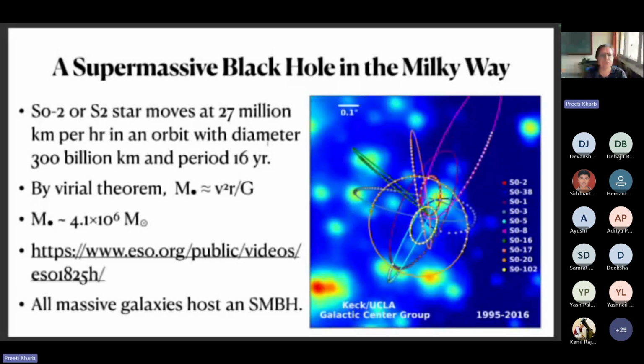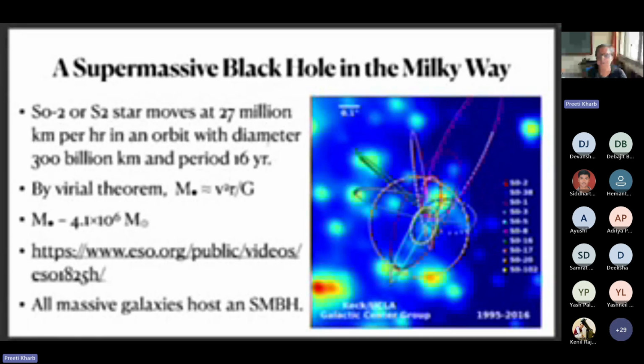Okay. So 27 million kilometers per hour is the speed of the star, and it's moving in an orbit which has a diameter of 300 billion kilometers, and a period of 16 years. So if you just use the virial theorem, you have the radius of the orbits and the speeds of these stars, so you can estimate the mass of the object around which these stars are moving, assuming Keplerian motion. The mass of this central dark object can be derived using this very simple relation: M is equal to V squared R by G.